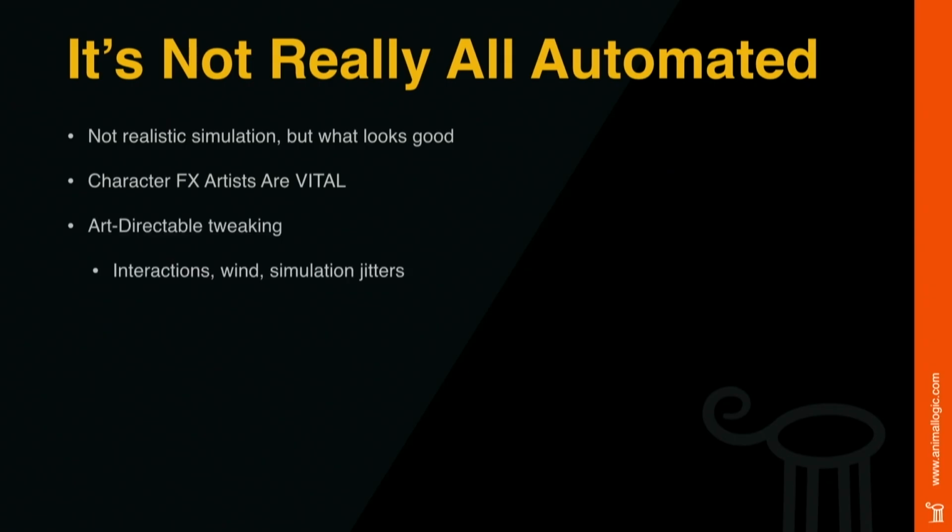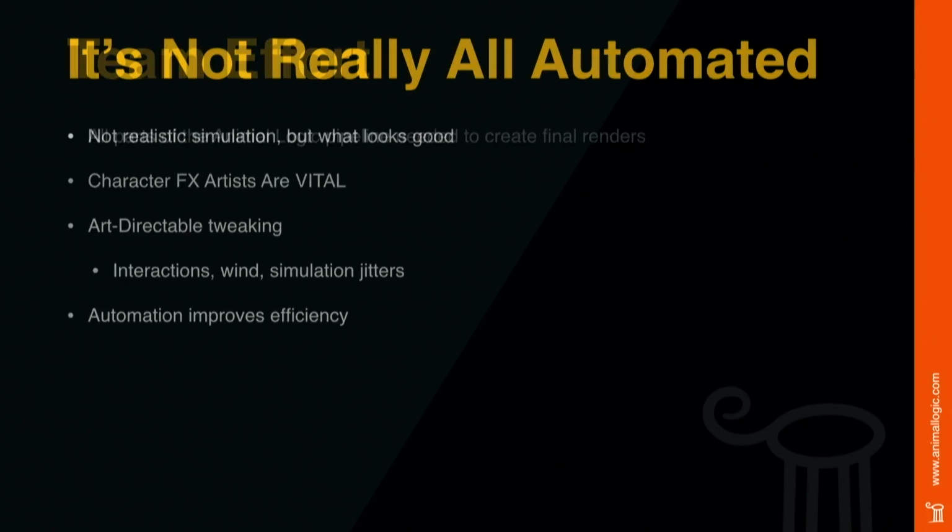Hero shots and others need art directable tweaking, and that could include character interaction, collisions, wind setups, pops, jitters, or any general misbehavior of the sim. So while the artists are always very important, the automation process we have improves efficiency throughout the pipeline.